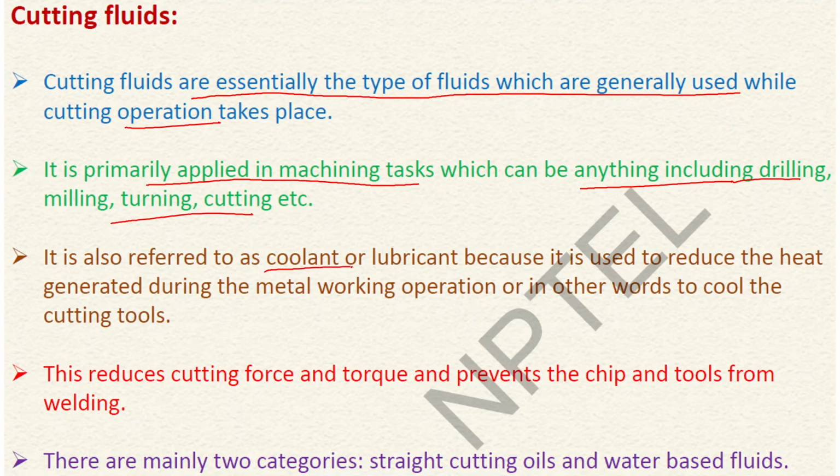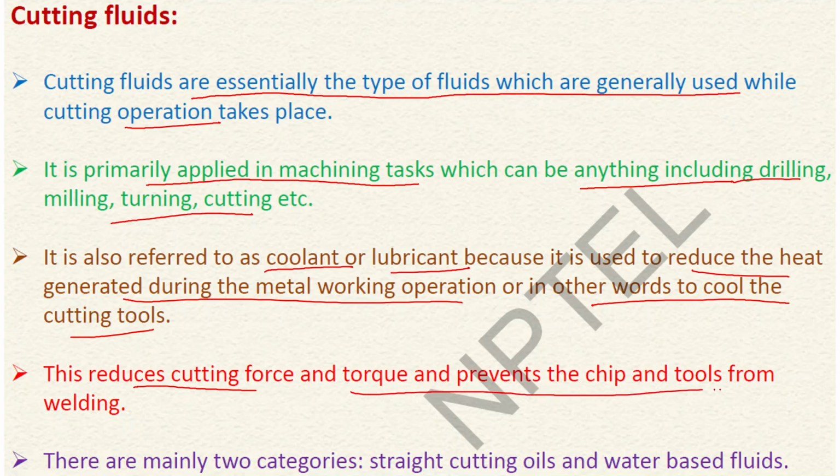The main function of this fluid is for cooling and lubricating purposes because it is used to reduce the heat generated during metalworking operations, or in other words, to cool the cutting tools. It mainly provides lubrication between the two cutting parts and dissipates the heat generated during the cutting. This reduces cutting force and torque and prevents the chip and tool from welding. Sometimes due to the huge amount of heat generated during cutting, the chip and the tool parts may also weld. So it also prevents that.